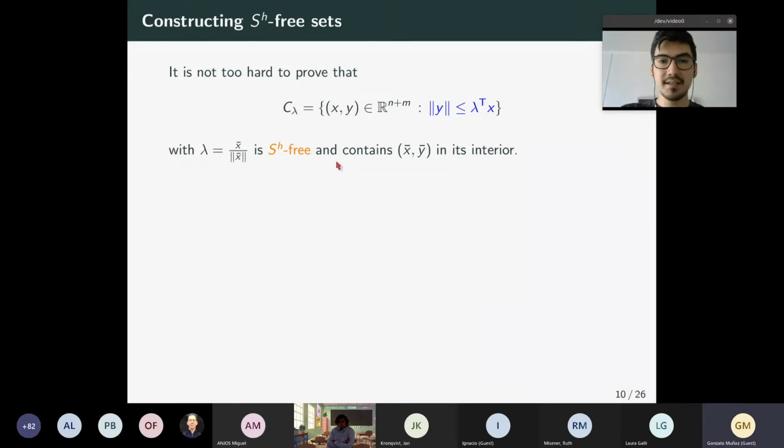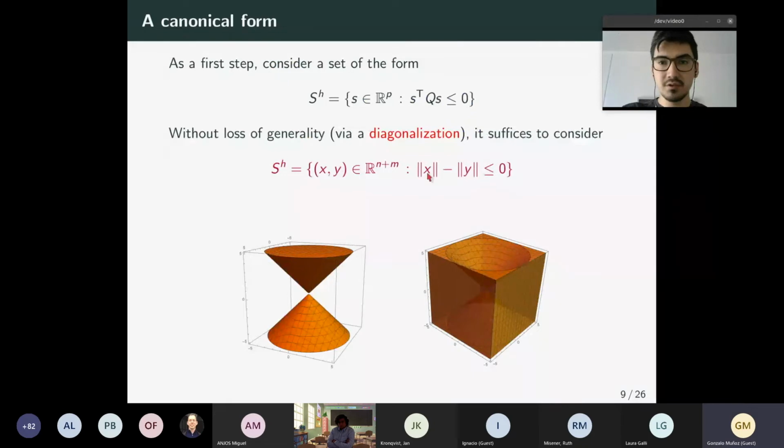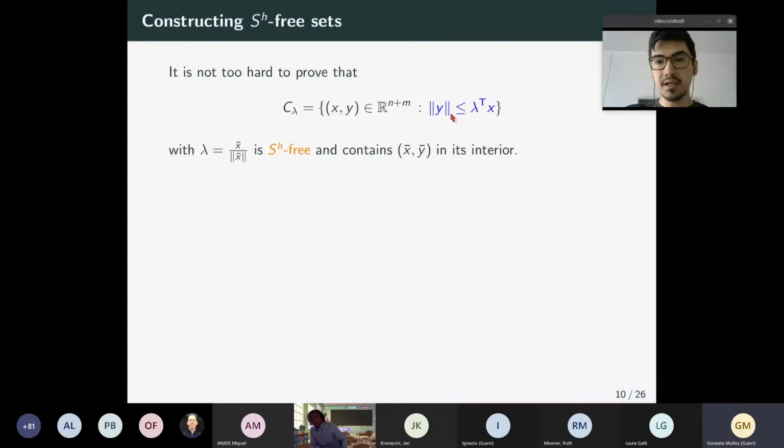And let me go back for a second. What we do is to lower bound this using a subgradient, and then reverse the inequality because we want the set to be S-free. So we relax the set S and then we look at the complement. That's the idea behind this set. That's why now the norm appears here with a plus, whereas before it appeared with a minus sign, and less or equal than lambda transpose X, which is the inequality that you obtain from lower bounding the norm.